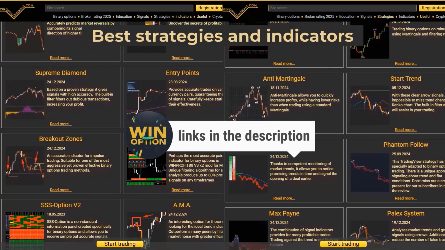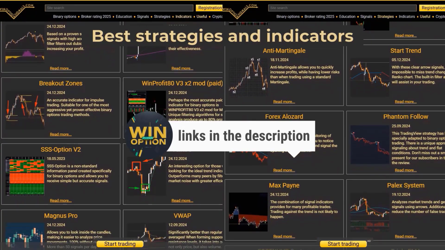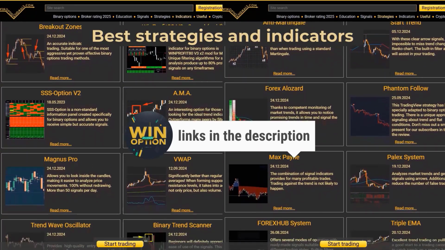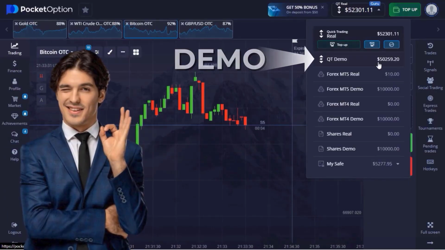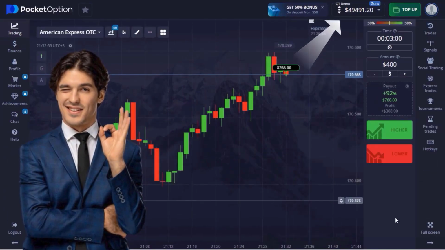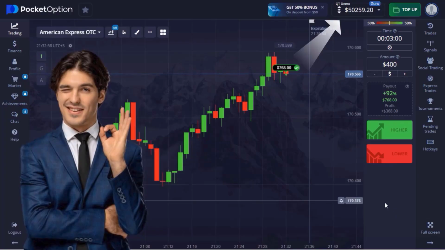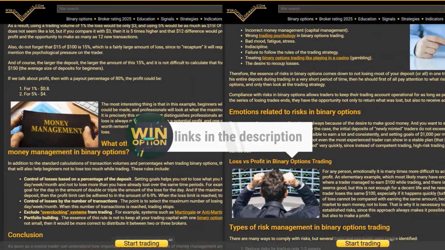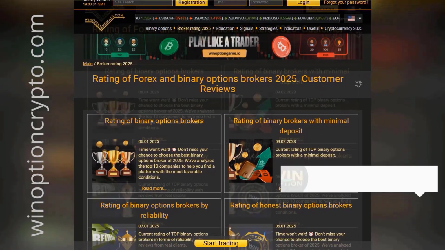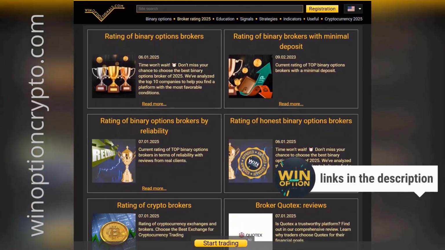And remember, any strategy or indicator is just a tool that requires skillful use. Be sure to test and verify the indicator's performance on a demo account using historical data, while keeping risk and capital management principles in mind. Also, choose only trusted brokers, which you can find in our regularly updated rating on our website.